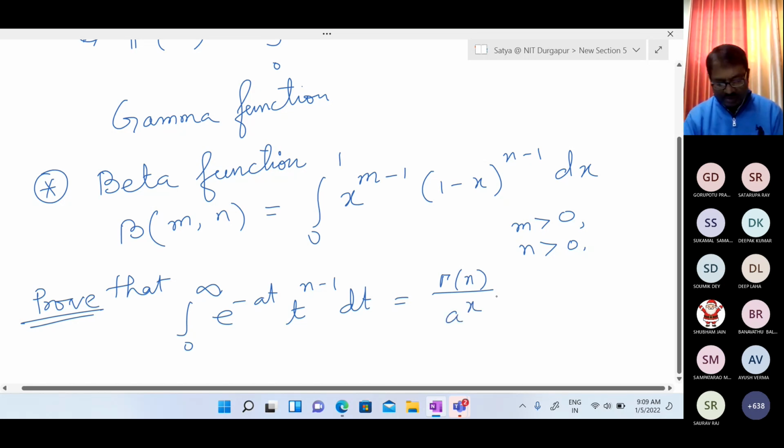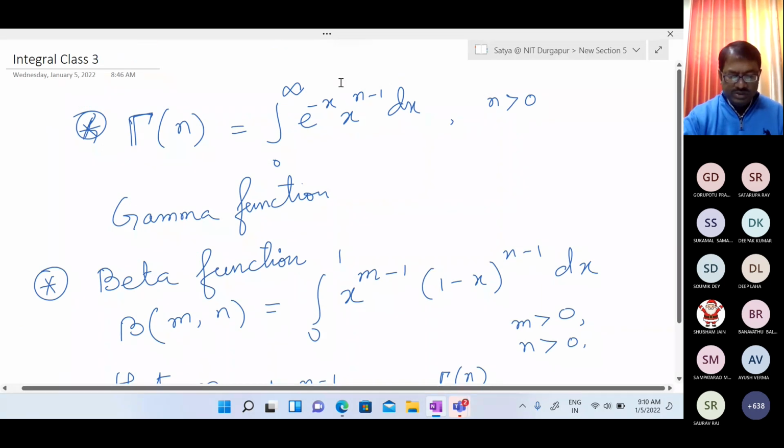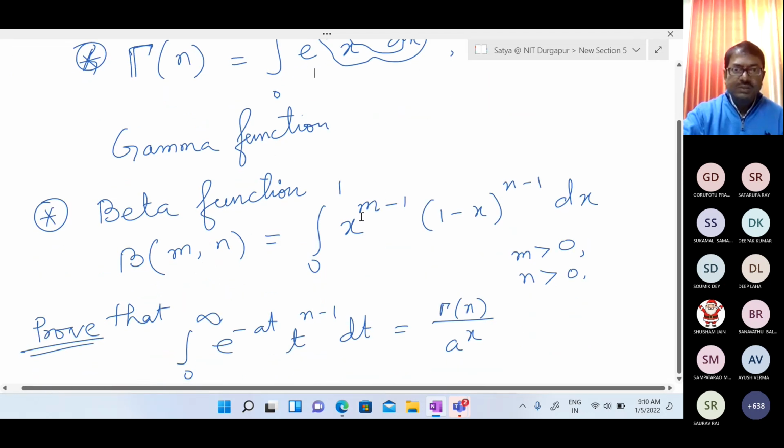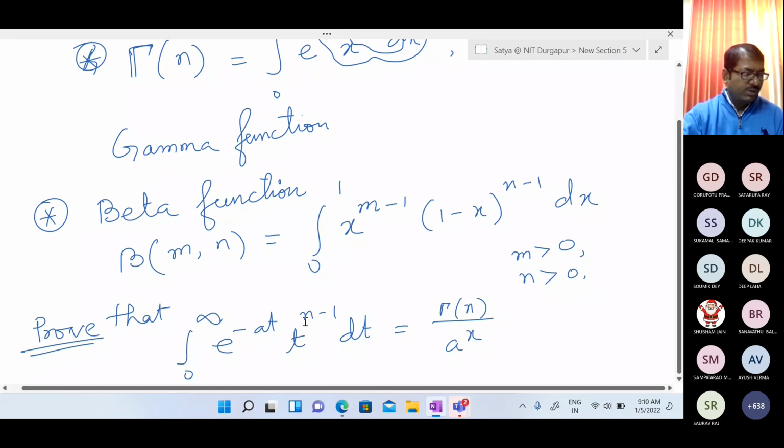So keep in mind one thing: in the definition we have used x here, but in different books different letters are used, and I am also sometimes using a different way. Sometimes we use a, sometimes x and sometimes t. Here it is actually t. Now we want to prove this from the gamma function definition, or we can go from here to there.